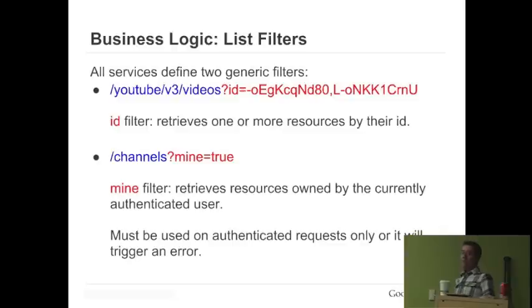So all services in YouTube API define 2 particular filters. The ID filter, which allows you to return 1 or more resources by ID, and the mine filter. The mine filter is an interesting one because it actually requires you to fire an authenticated request. So if you're trying to use the mine filter but you're not authenticated as a user, then it doesn't really make sense, right? So you don't really have anything as a public API call. And also it allows you to build an app that manages the user's account if you want, or just adding those features to an app that already exists.